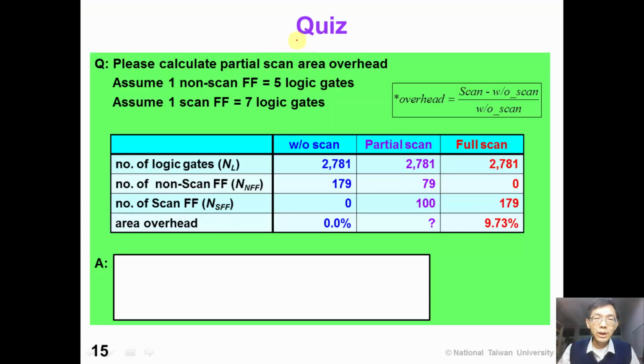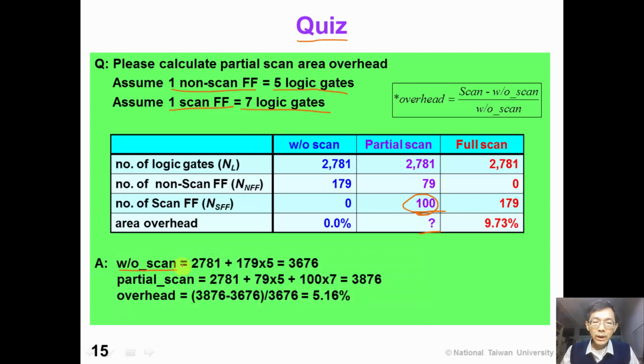Now it's time for you to work on a quiz. Suppose we want to increase the percentage of scan in our partial scan design. We want to make 100 flip-flops scannable. Now please calculate the area overhead of this partial scan. Again, assume that one non-scan flip-flop is equal to 5 logic gates and one scan flip-flop is equal to 7 logic gates. Now please pause the video and calculate this number. Okay, are you done yet?